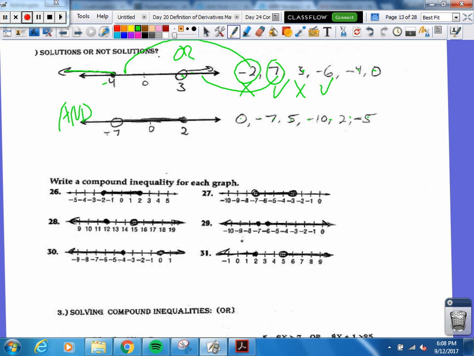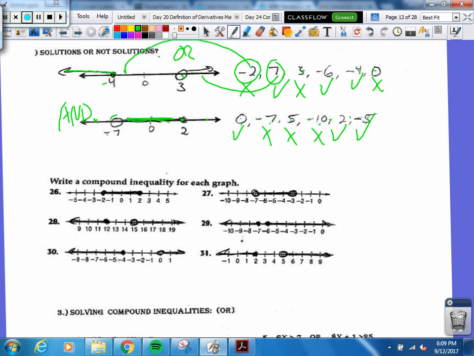So negative 4, yes, it is a solution because it is a closed circle. 0, nope, it is not. So about 0 right here, oh yeah, it's part of this, so this is a yes. Negative 7, open circle, no. 5, nope, 5's over here. Negative 10, over here, nope. 2, shaded in, solution. Negative 5, right there, between negative 7 and 0, correct. Hopefully you got all those right.